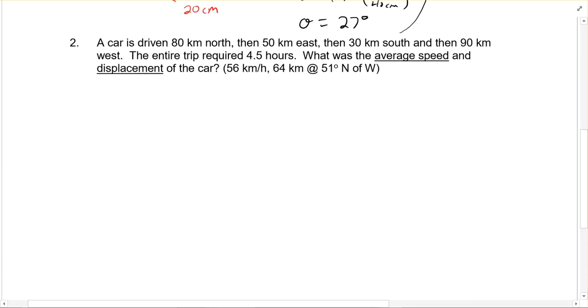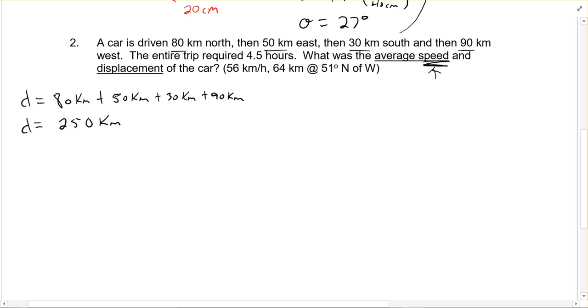Okay, a car is driven 80 kilometers north, then 50 kilometers east, then 30 kilometers south, and then 90 kilometers west. The entire trip requires 4.5 hours. What was the average speed and displacement of the car? So the average speed one's going to be pretty straightforward because speed is a scalar, right? We just need the distances. So all I've got to do is add up all these distances. Doesn't matter about south or west or anything like that.